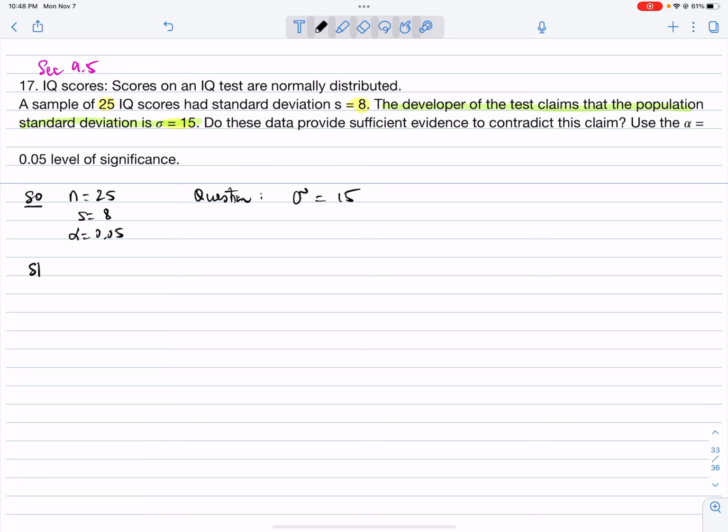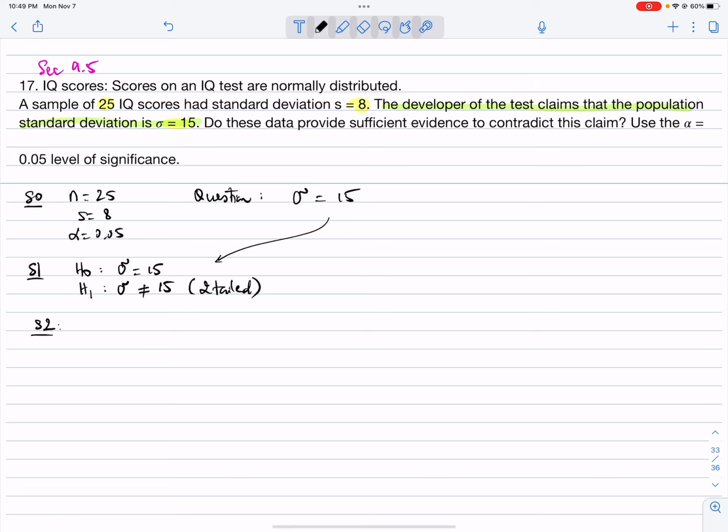Step number 1 is we set up the null and the alternative hypothesis. For the null, we assume that sigma is equal to 15, and the opposite of equal to 15 is greater than, less than, or not equal to. In this problem, they do not mention greater than or less than, so it's better that we use not equal to. So this will be a two-tailed test.